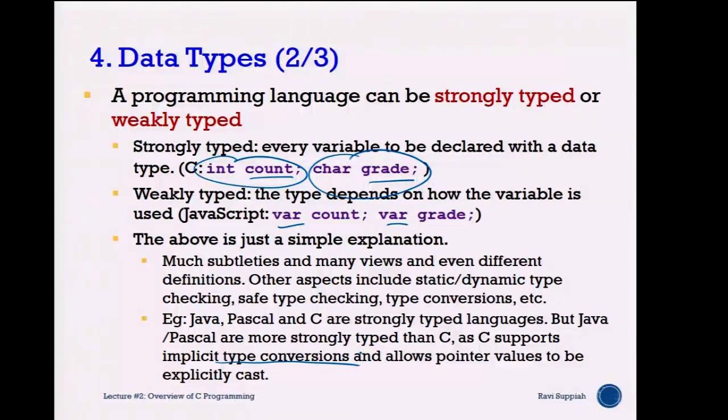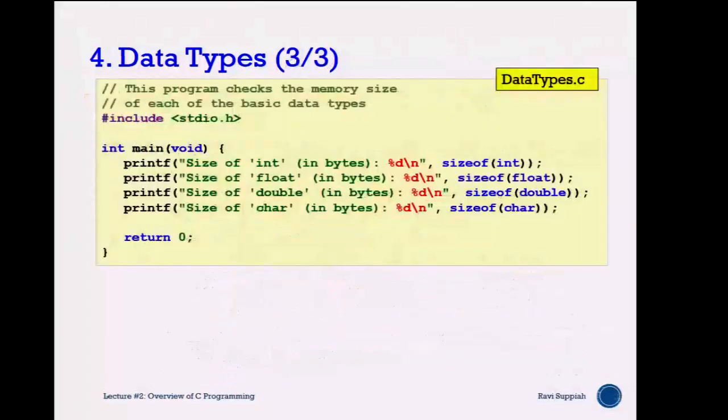Even though they are strict about having a data type, they also give you flexibility to do type conversion, which we will see. How do I know the size of the data in my system? When you're dealing with a system for the first time and you want to know, if I declare integer, how many bytes am I going to get? If I declare float, how many bytes am I going to get?